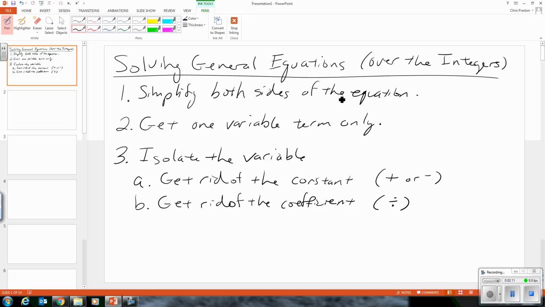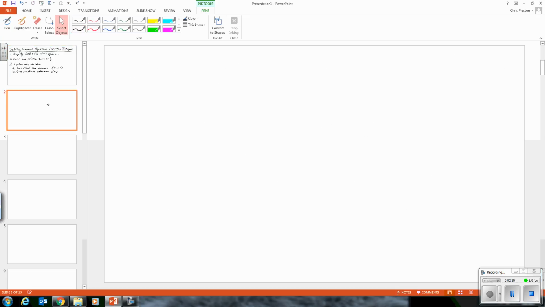So make both sides look nice. Get one variable term only. So if you have variable terms on both sides, get rid of one of them. And then isolate that variable term. To do that, you're going to start by getting rid of the constant and get rid of the coefficient. So I'm going to look at some problems, and they're going to just progressively get more complicated. So we'll start with some simple problems.